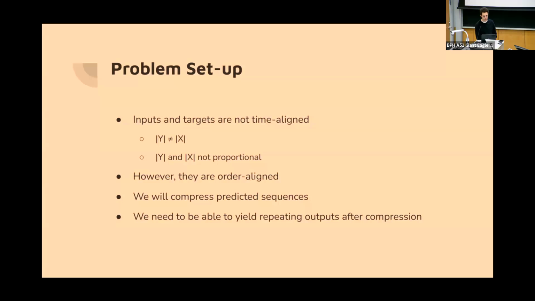Just a quick setup here. Again, the big idea is that inputs and our targets aren't time aligned. So the size of our y's does not equal the size of our x's, but also they're not proportional in any way. What we do know though is that they are order aligned. And then ultimately we're going to be compressing our predicted sequences, and we also need to be able to yield repeating outputs after this compression occurs.